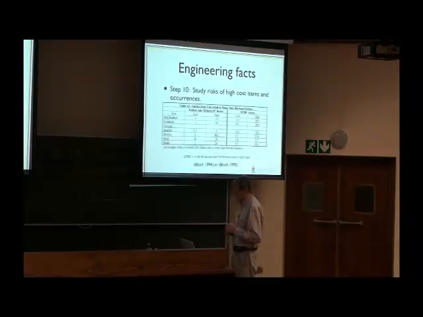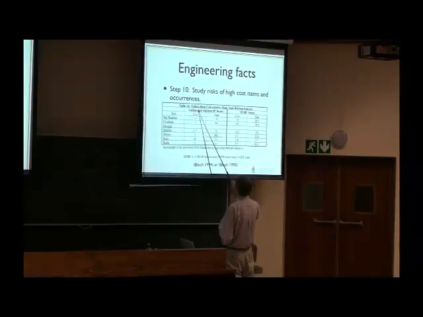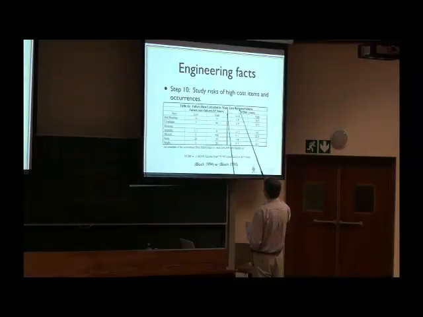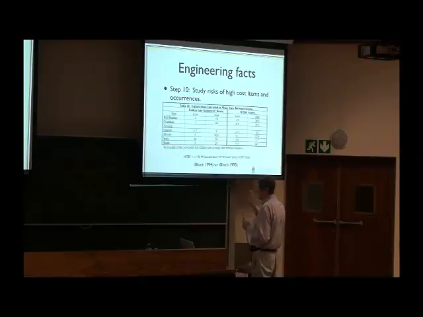Step 10, study the risks of the high cost items and occurrences. So now you can go and look at, this is now from Bloch, if they now talk failure rate, cause of mortality, that's what they're talking about. So you have the various things and so on. I'll have to study this thing before I can really present it.